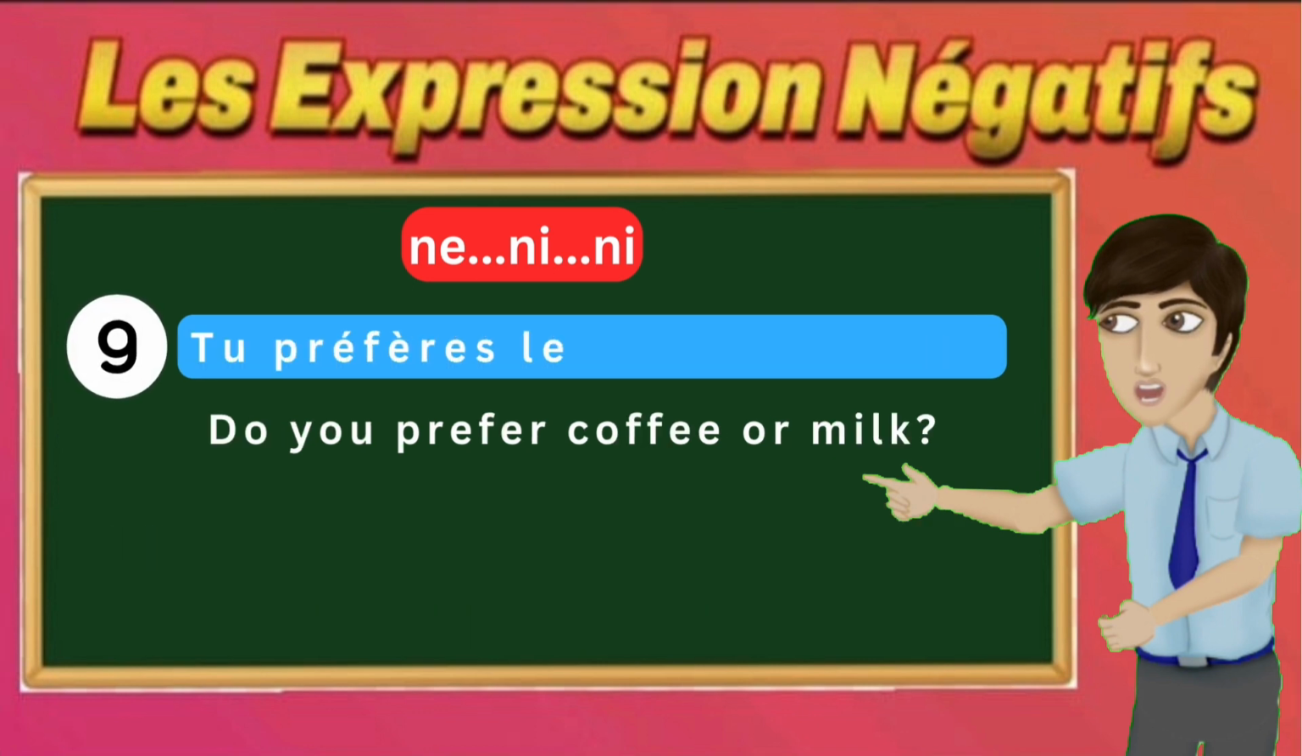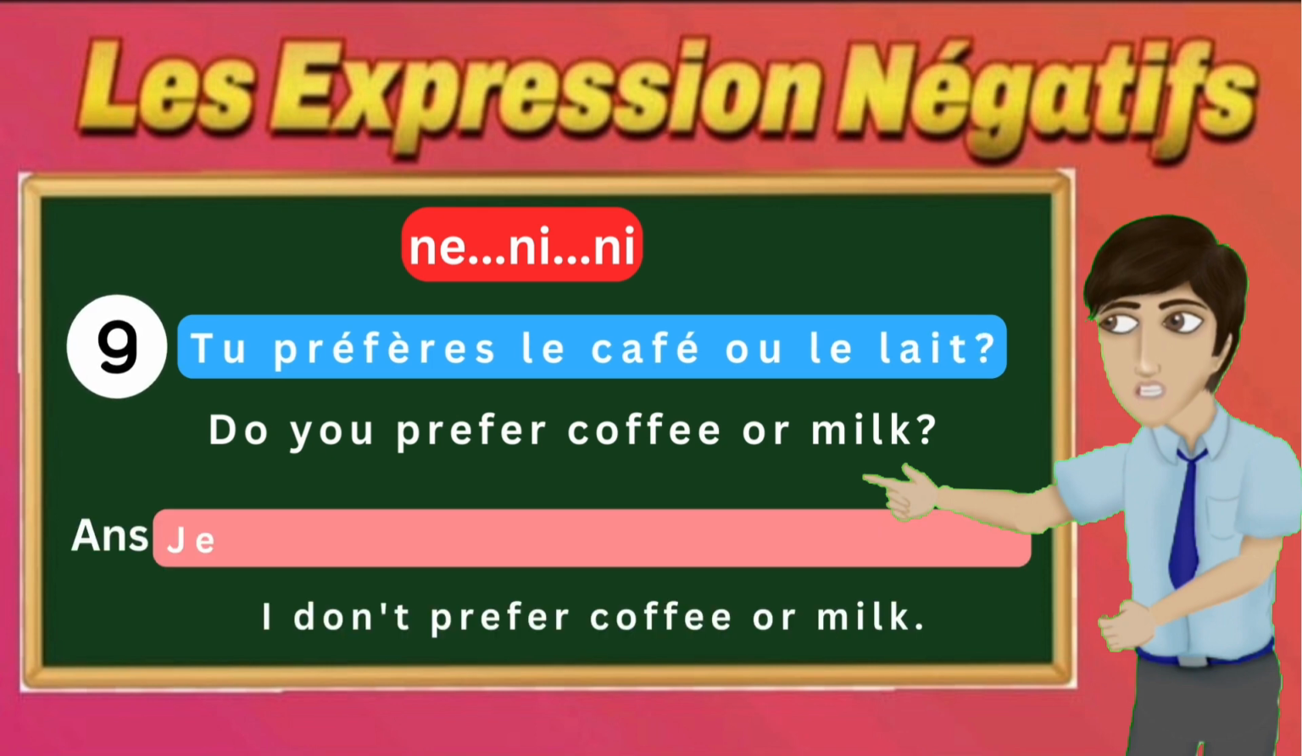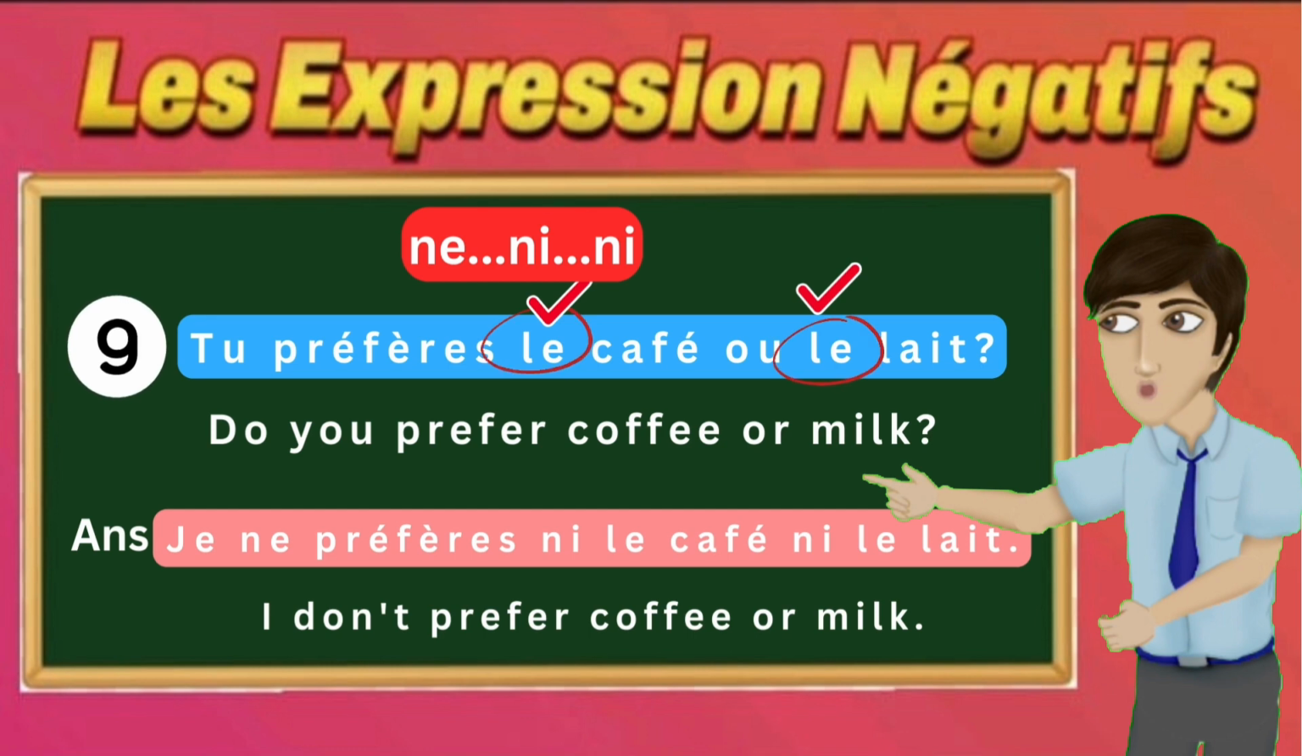Ninth. Tu préfères le café ou le lait? Do you prefer coffee or milk? Je ne préfère ni le café ni le lait. I don't prefer coffee or milk. When there is a definite article, le or la, in a sentence and you are converting it to the negative, the definite articles remain unchanged.